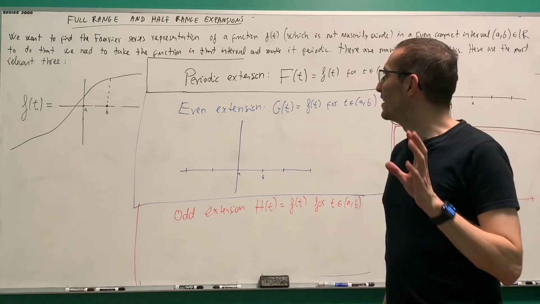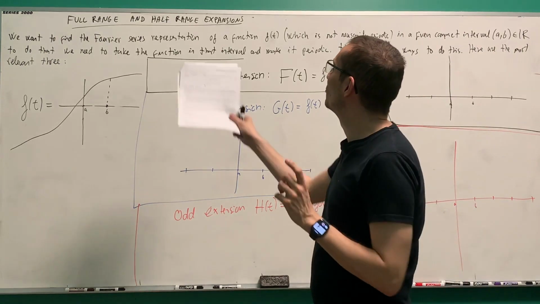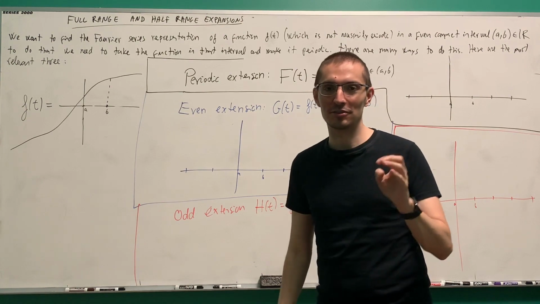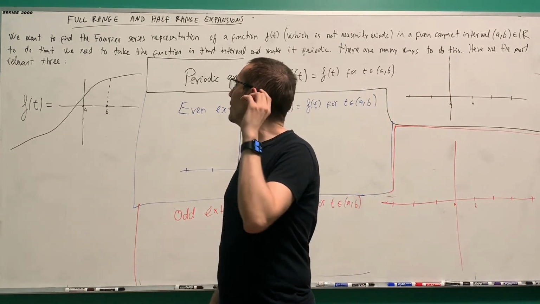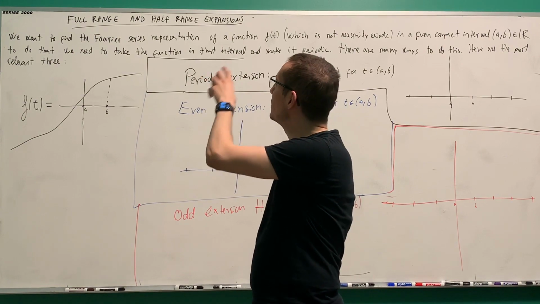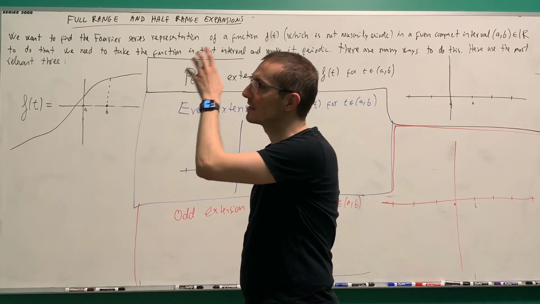Welcome to this video. In this video we're going to see what are called the full range and half range expansion. So what are these? Also known as the full range Fourier series, cosine Fourier series, and sine Fourier series.